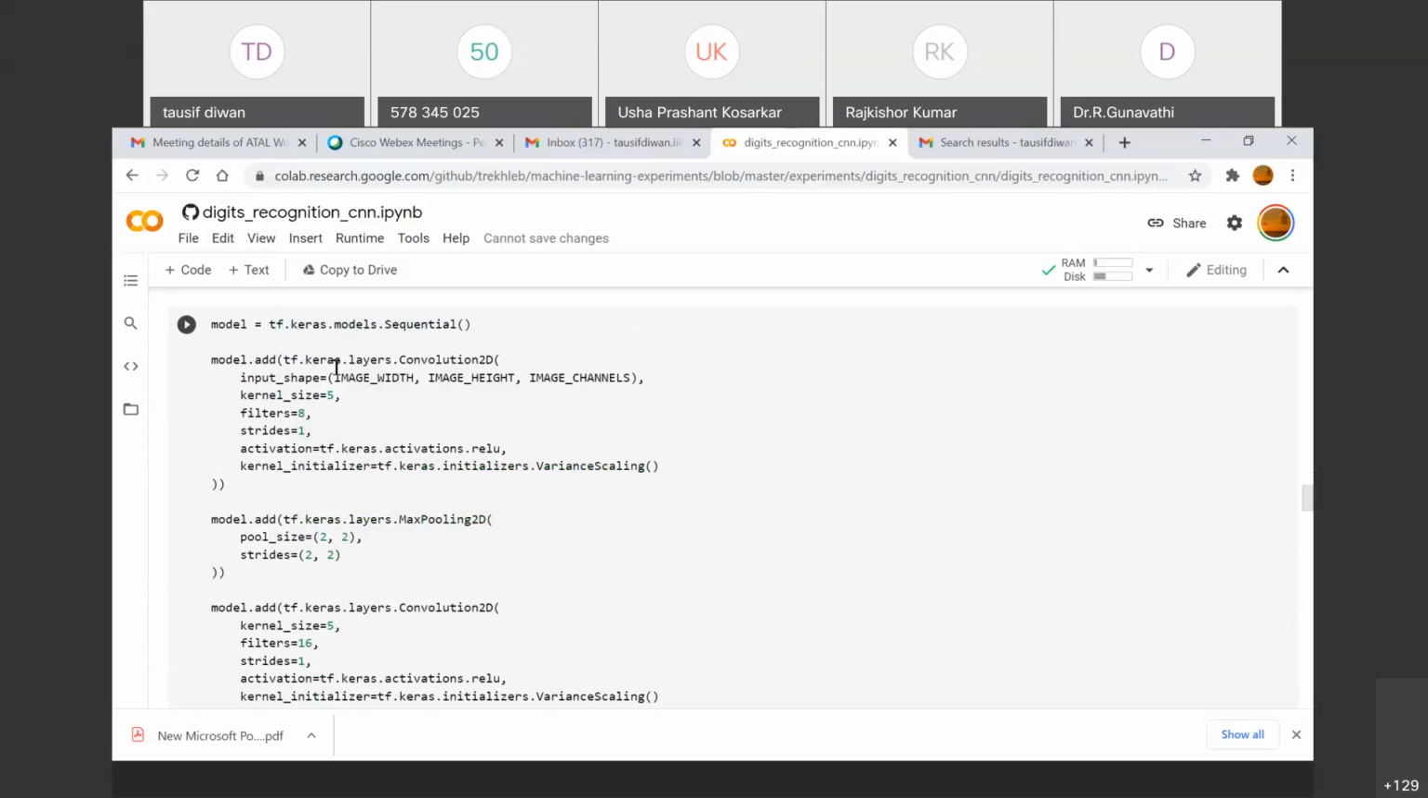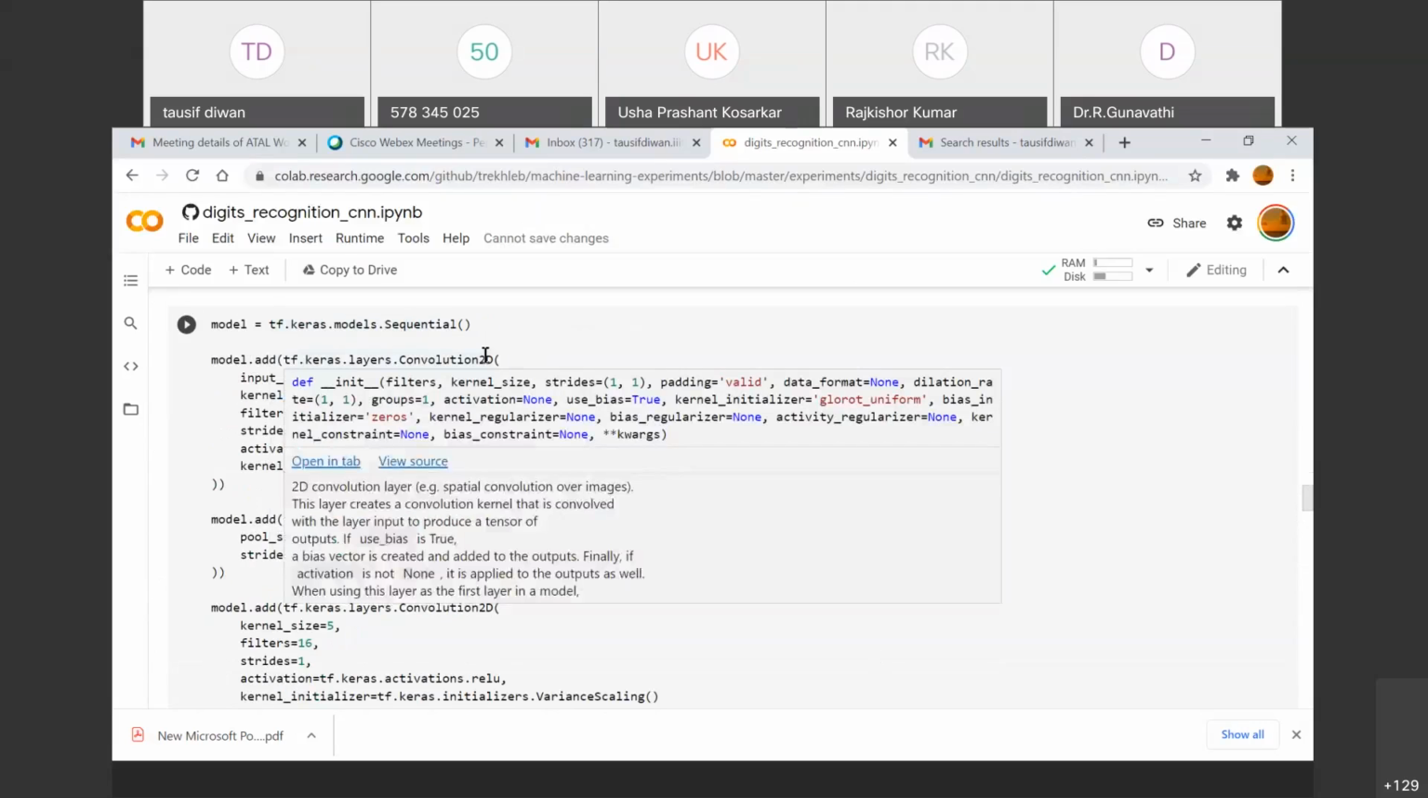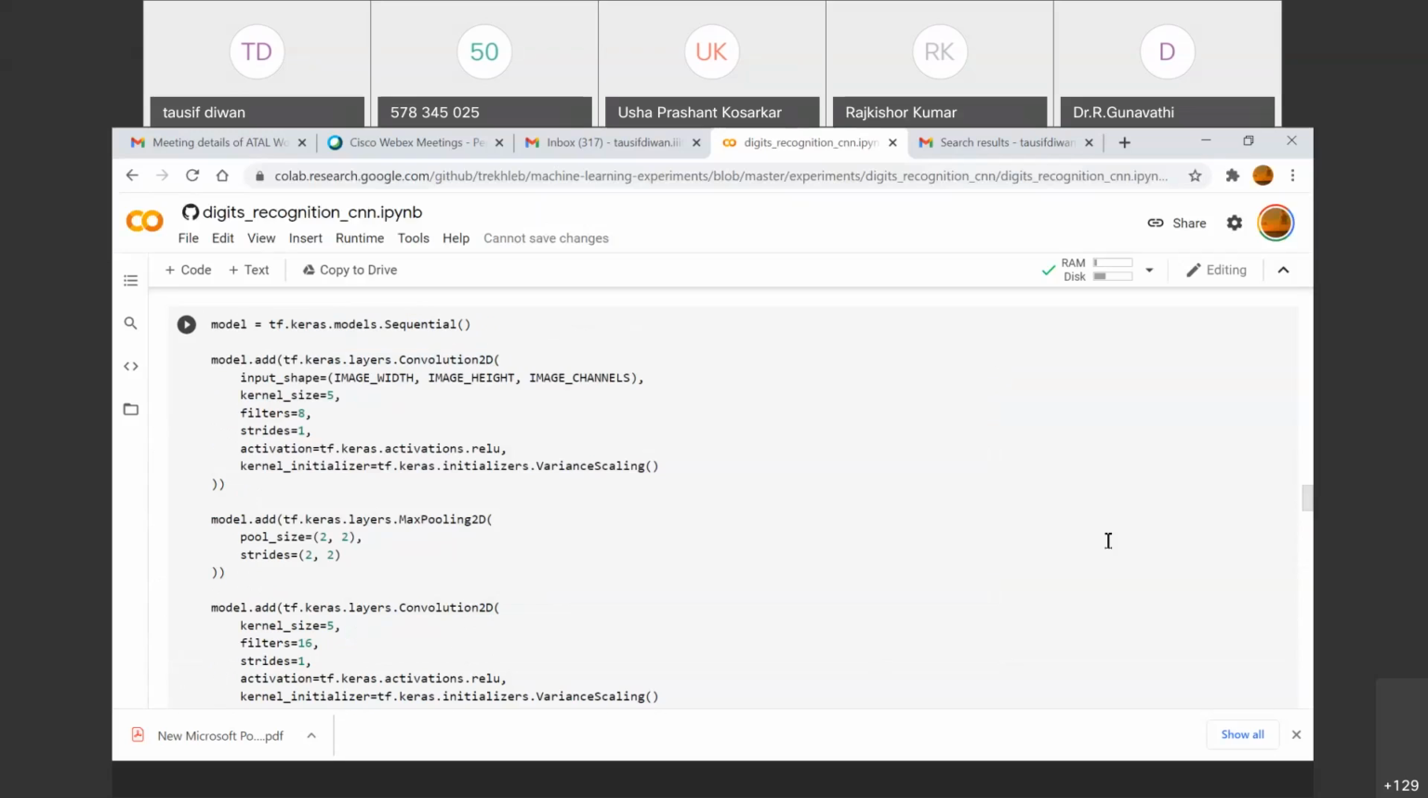Which layer are you using? You are applying convolutional 2D. It means that you are applying a filter. It is a GitHub code that is already available. You can just download this code and execute it. No need to install anything. You can just go to Google Colab and run this code. Okay, just look at this.